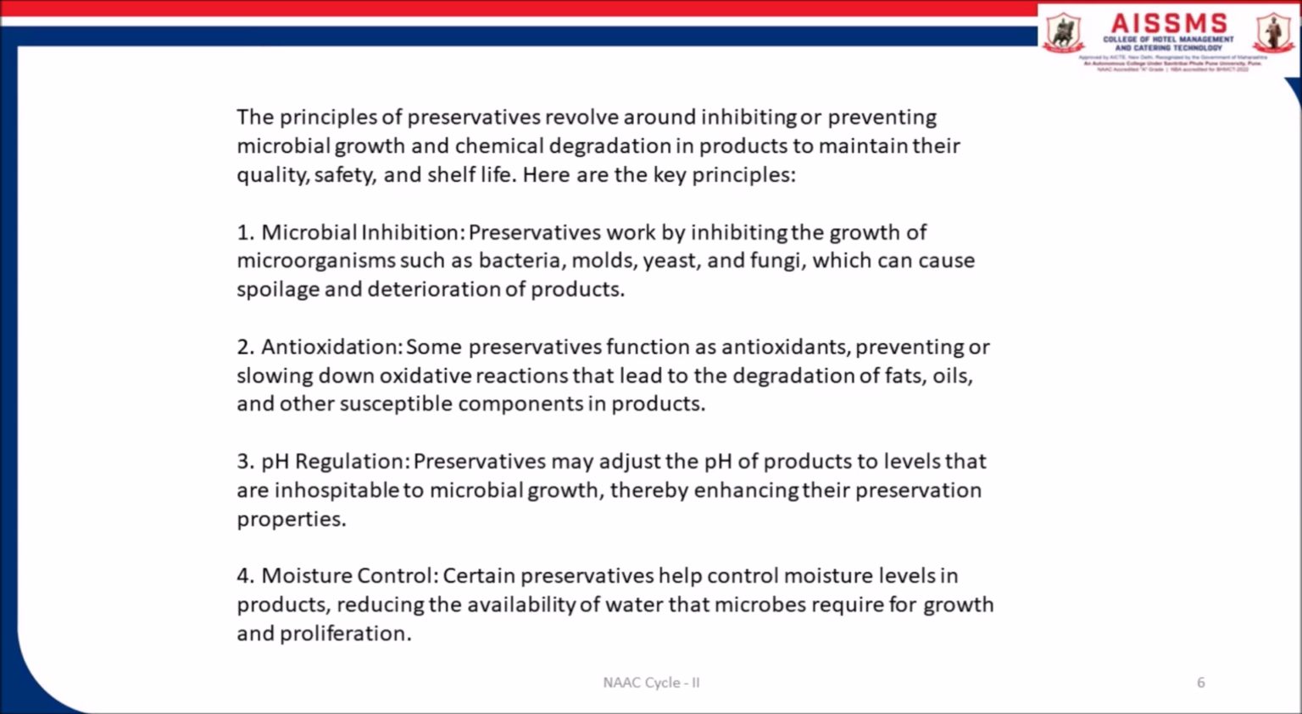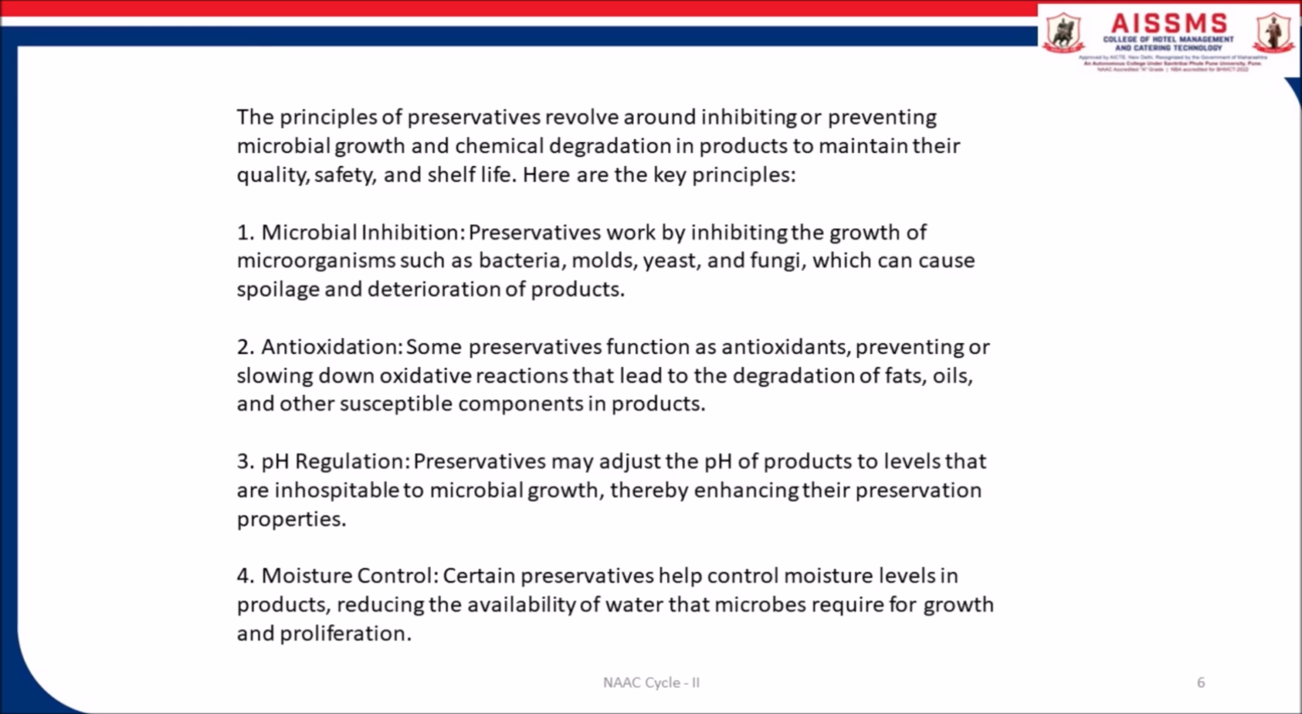Number three, wide spectrum of activity. Many chemical preservatives exhibit a broad spectrum of antimicrobial activity, targeting multiple types of microorganisms. This versatility makes them effective in a variety of food products with different pH levels, moisture content and storage conditions.